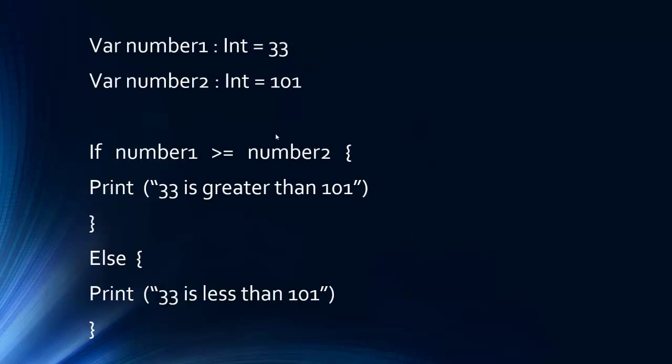All right, so something like this: var number1: Integer = 33, and var number2 = 101. So my predicate would be number1 greater than or equal to number2. In this case, if number1 is greater than or equal to number2, I would do this. Else, I would do this. So in this case, I would do this because 33 is less than 101. Remember, we typically use if-else statements if we have 4 or 5 choices. Any more than that, we go to something else.